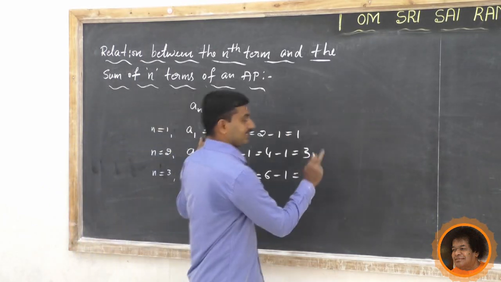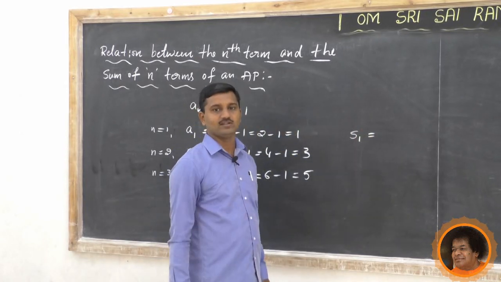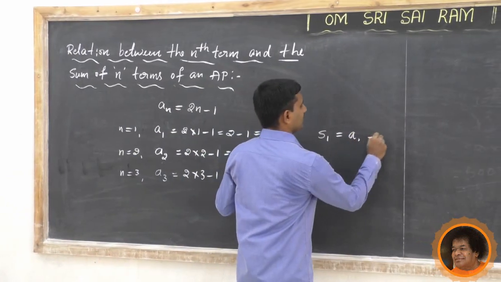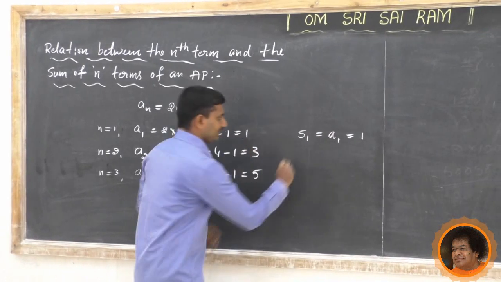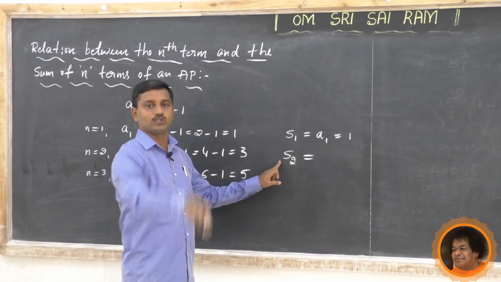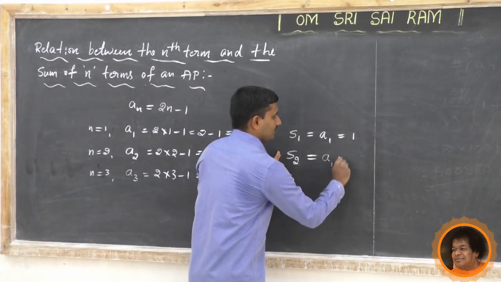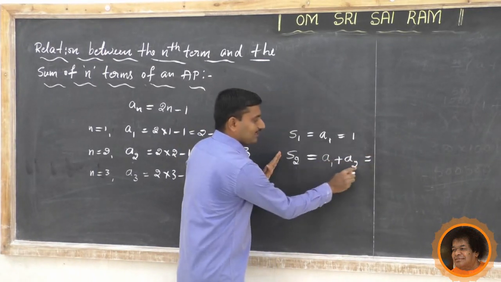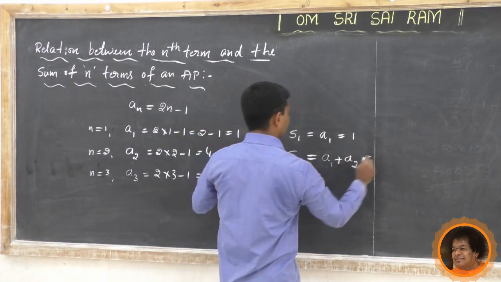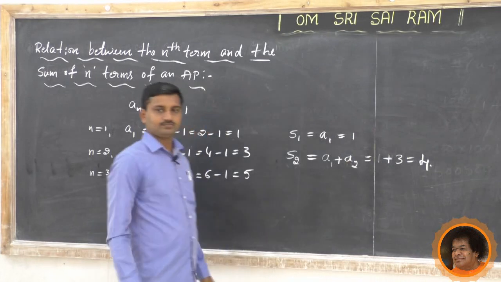Next find S1. What is the meaning of S1? S1 means the sum of the first term, that is a1, which is equal to 1. Then find S2. What is the meaning of S2? The sum of the first two terms is denoted as S2. Which are the two terms? a1 plus a2. So S2 equal to a1 plus a2. What is the value of a1? That is 1, plus a2, that is 3, which is equal to 4.